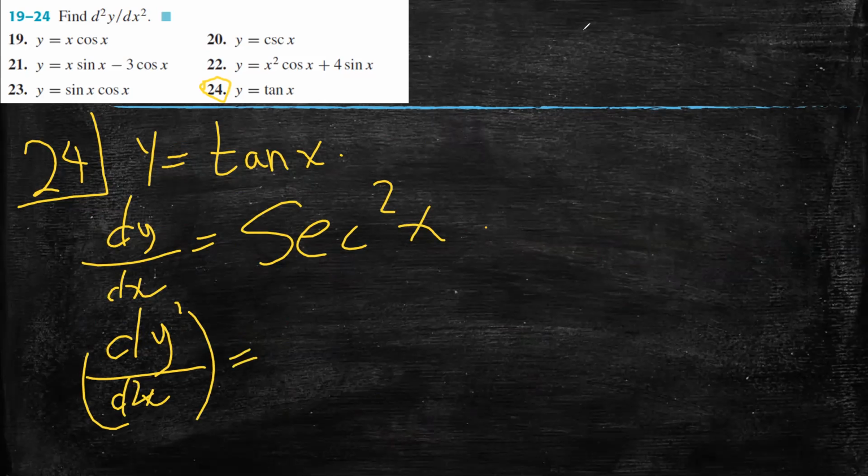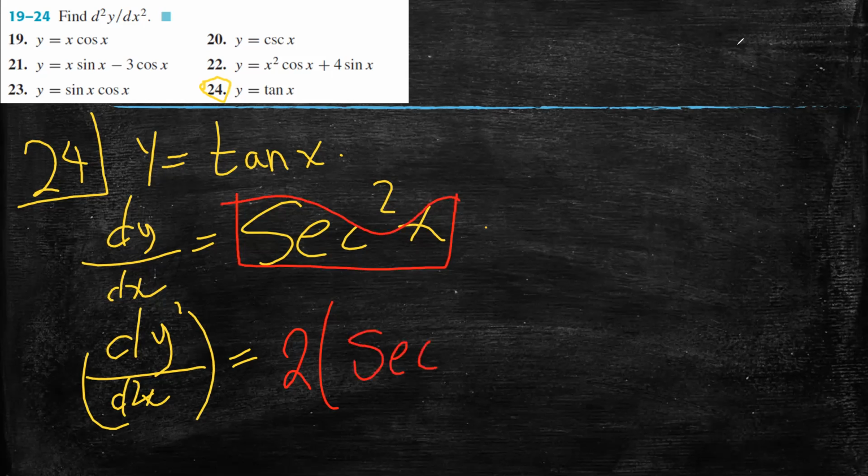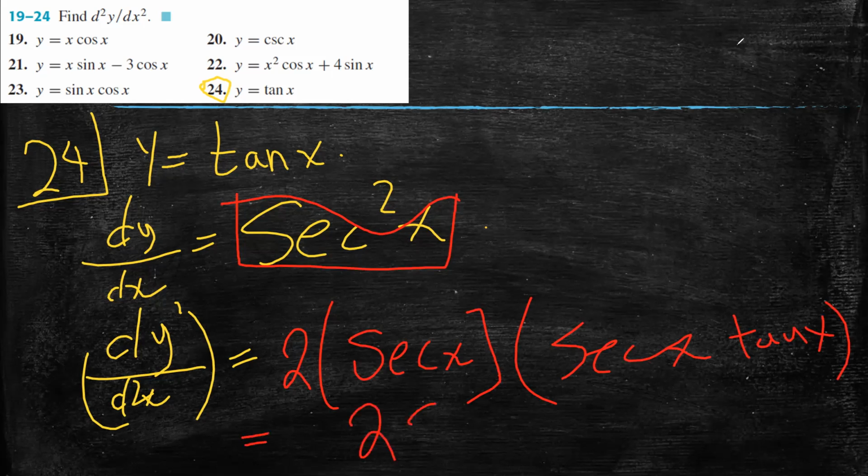What do we have to do? 2, thank you, times the function as it is, which is secant. Then, what is the derivation of the secant? Secant times tan. So the answer will be 2 secant squared x tan x. This will be the second derivation.